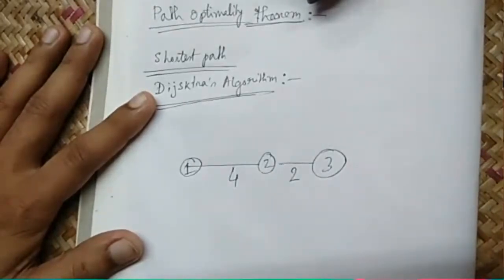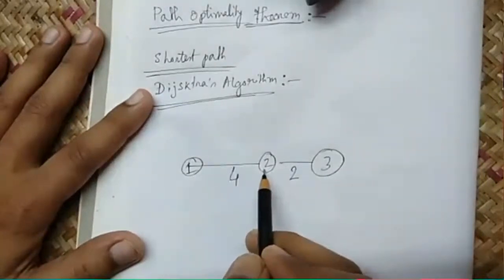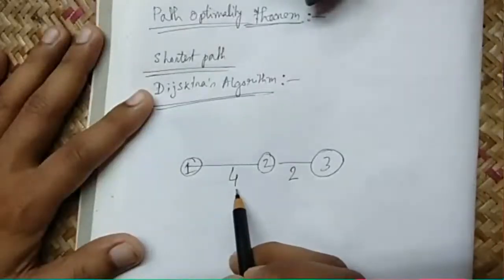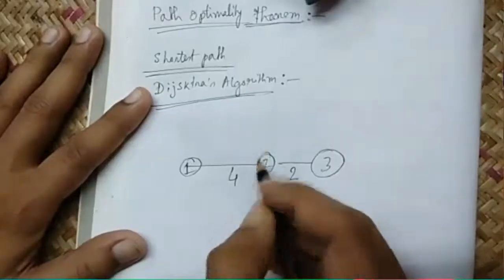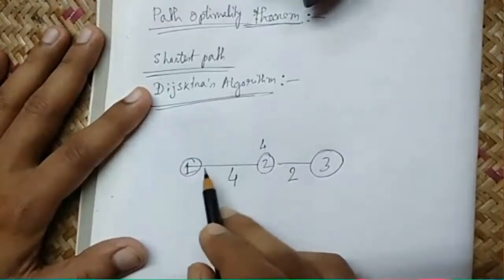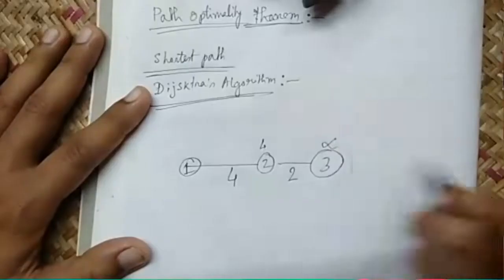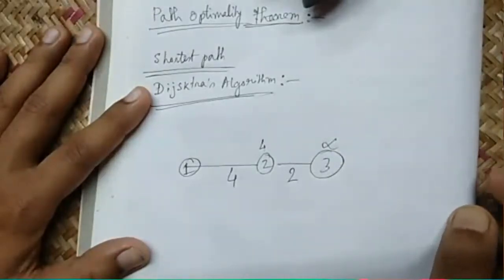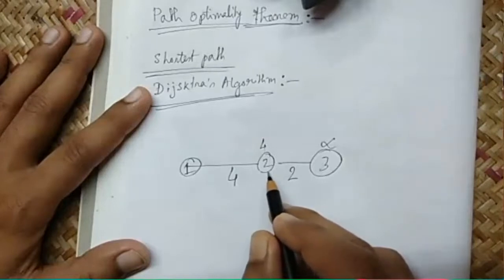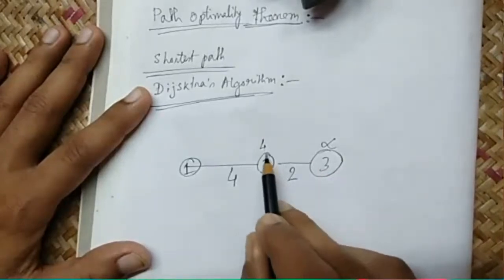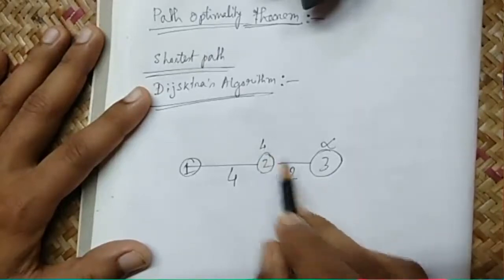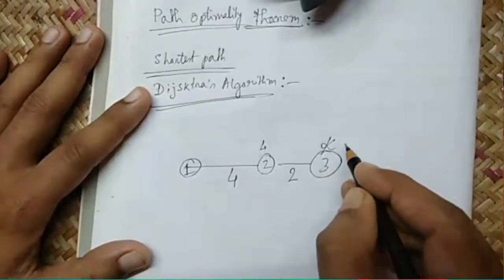Now from 1 to 2, suppose these are time or distances. If we want to reach from 1 to 2, we expend time or distance of say 4. Now if you want to reach 3, there is no direct path from 1 to 3, so we write infinity here. Now we look at 2 and find the options from 2. It is already 4 here, so 3 from 2 will be 4 plus 2, 6, so this infinity will be replaced by 6.